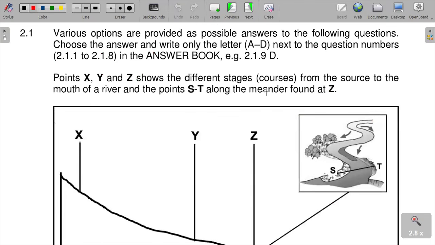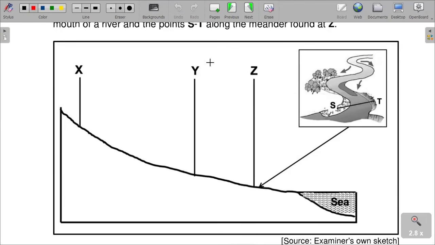Let us just quickly answer question two. Question two, various options are provided as possible answers to the following questions. Choose the answer and write only the letter next to the question numbers. So we are given that question there.